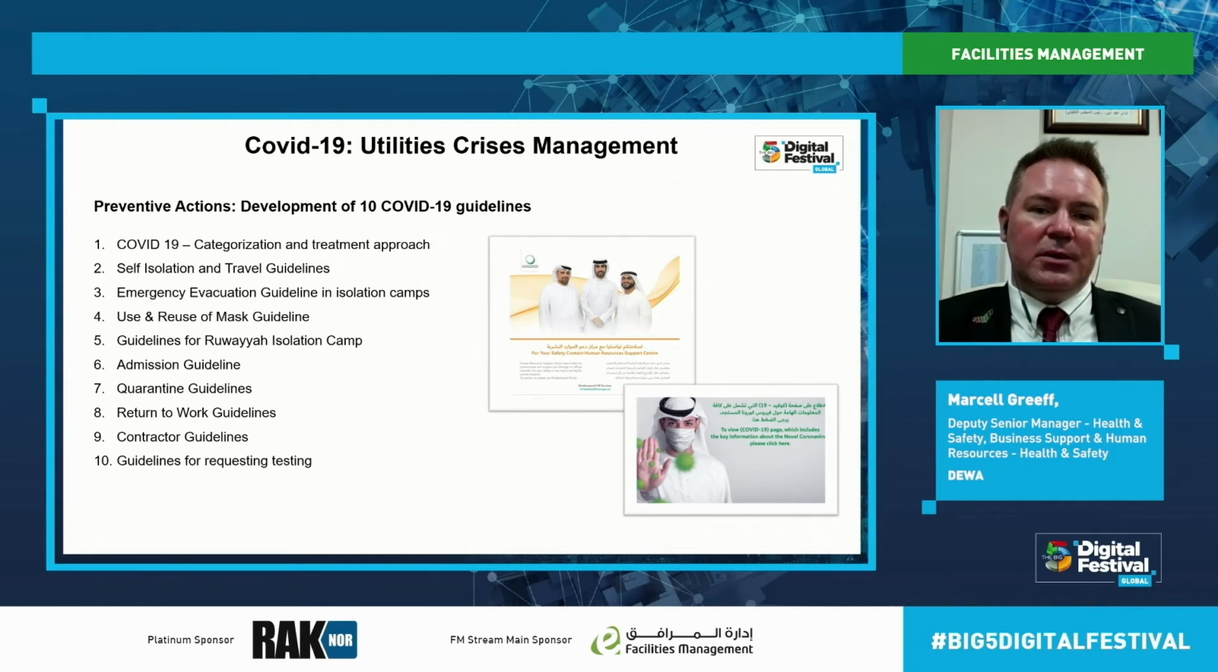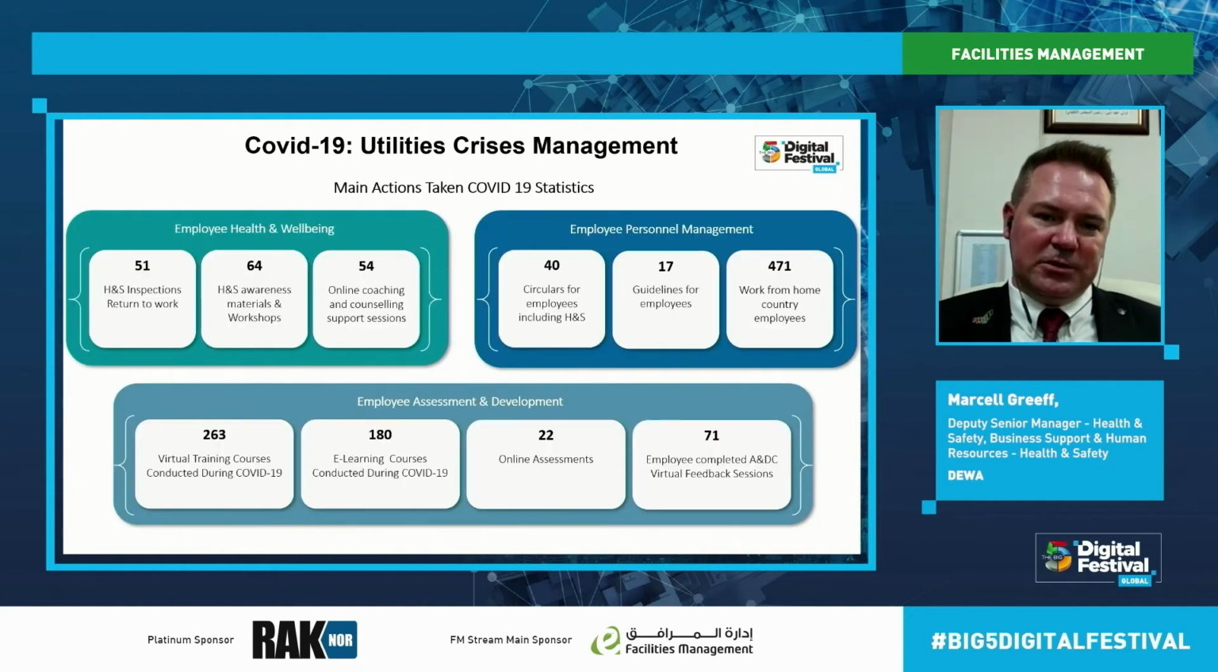In terms of the number of guidelines that were created for COVID-19, this is the list of the 10 guidelines, from contractor guidelines to mask guidelines, admission guidelines, quarantine guidelines, that were developed and implemented. What I'm showing on the slide now is the sheer amount of work that the employees from HR and health and safety have also been doing to make sure there's a strong system in place now. People are informed and supported and they have the awareness that they need. What's interesting at the moment is DEWA has allowed 471 staff who are currently in their own home countries to work from that home country.